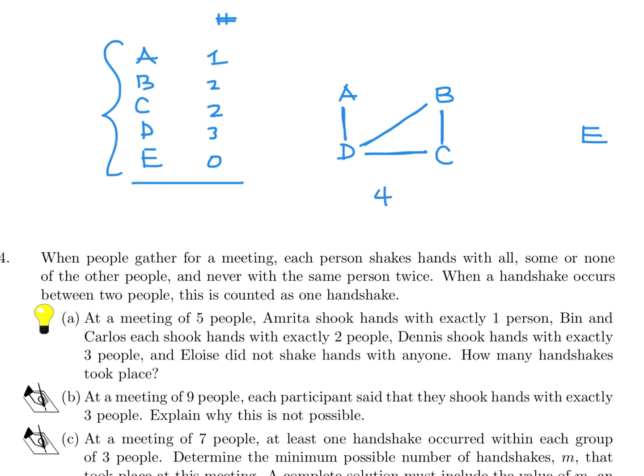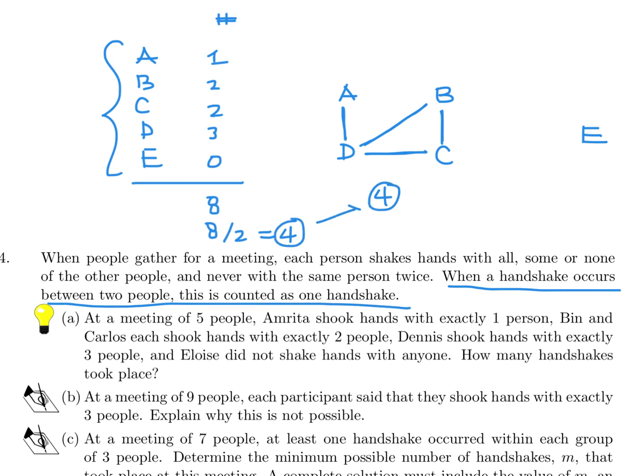Or what you could do is add up the information they gave you, 1, 2, 2, and 3, which adds to 8. And then since each of those represents 2 people, you divide by 2 in order to get the unique number of handshakes. So this is a very important line here: when a handshake occurs between two people, this is counted as one handshake. So the unique number is 4. So either way, I got the same answer.